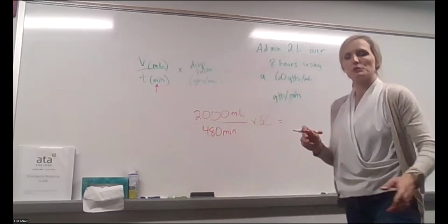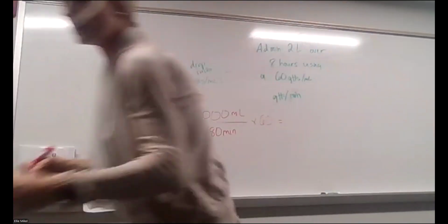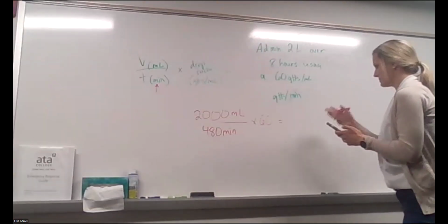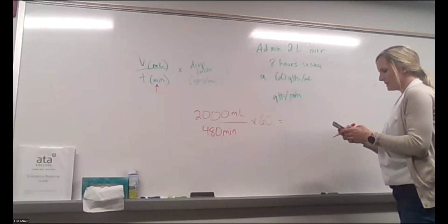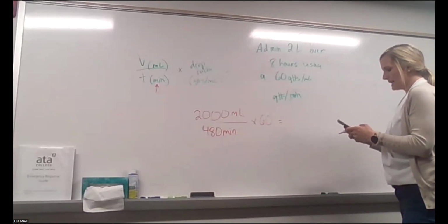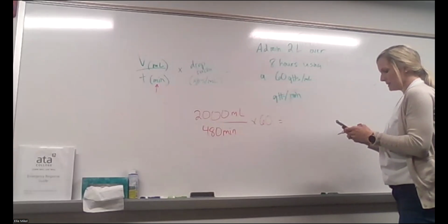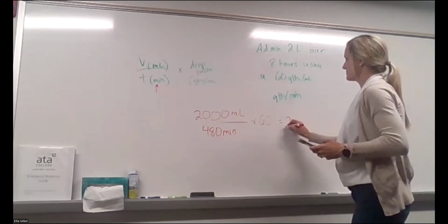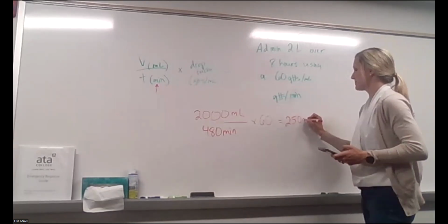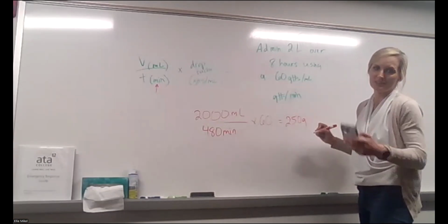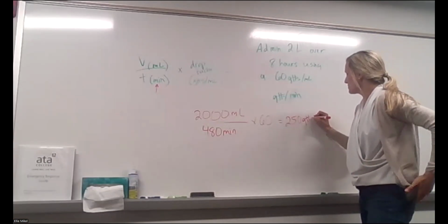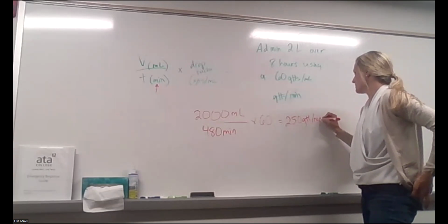From there, it looks very similar to a dosage formula with a number divided by one number times another. So it's 2,000 divided by 480, take that answer, multiply it by 60, and that gives us 250 drops per minute. Probably won't have something that's 250 drops per minute, but you guys get the idea.